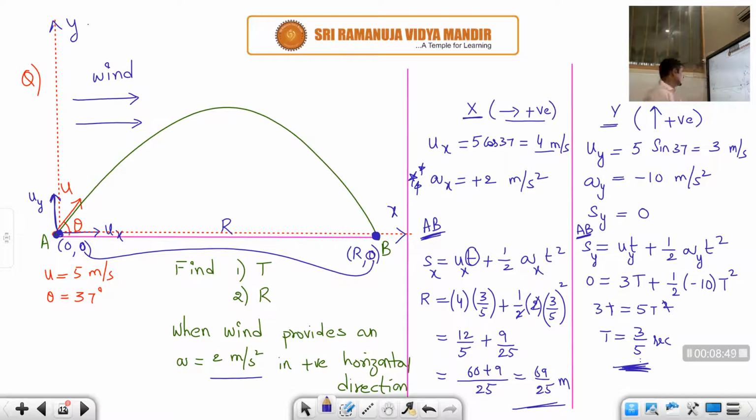Okay, students. So I hope you are clear. Here the most important point is this one: ax is not 0. Ax is not 0. That is the most important point. You have to understand that one. Ax is given some value. If they give left side, we'll take minus 2. That's all. Okay. So I hope you are clear, students, with this one.